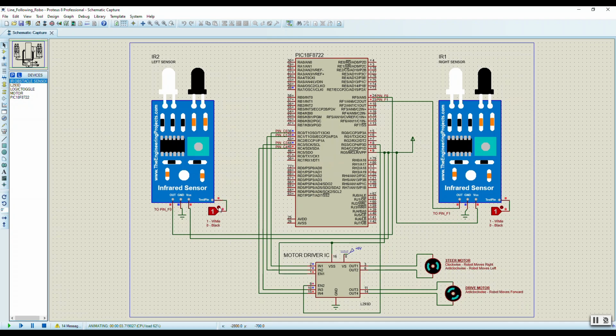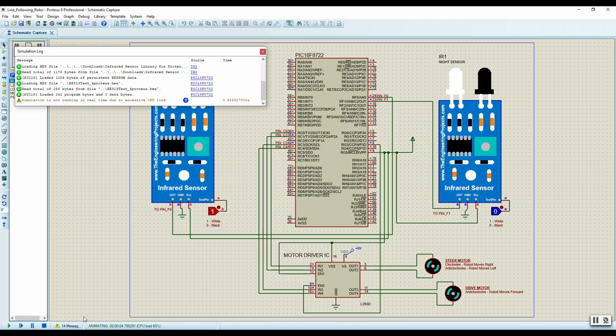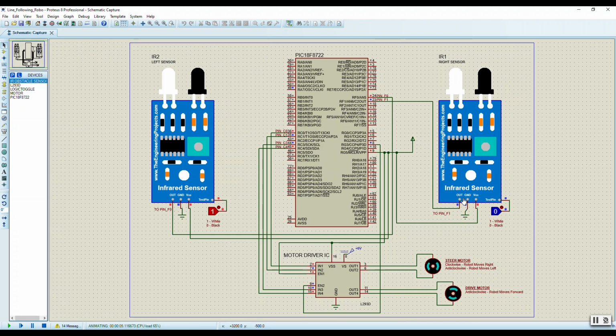Now similarly, if the right sensor detects a black line, we need the robot to move right in order to stabilize itself. So now you can see here I've passed a blue bit here, but the output is still red. This is because the simulation is not running in real time. This is one of the drawbacks of Proteus. So now as soon as this blue bit is passed down to the output, you can see that the steer motor now rotates clockwise and the robot is moving to the right.